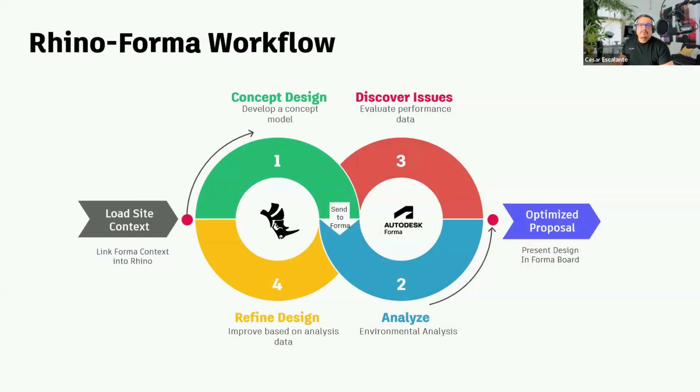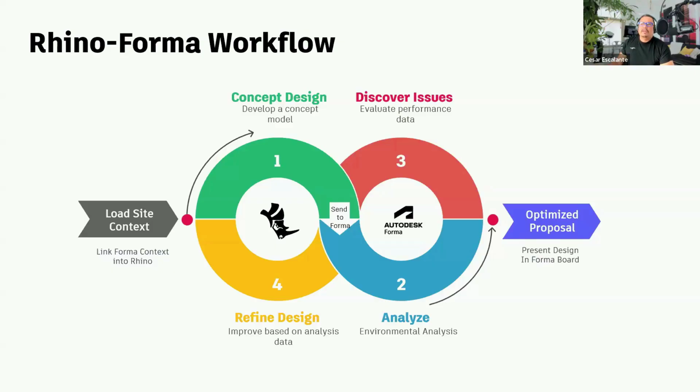Here's, in a nutshell, how the workflow goes. We start by loading a geolocated site context from Forma directly into Rhino. This could be a one-time operation in a Rhino file. This import displays the site limits, the terrain, the surrounding context buildings, vegetation, and roads in your Rhino model.